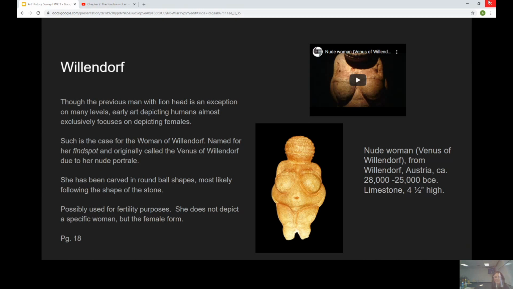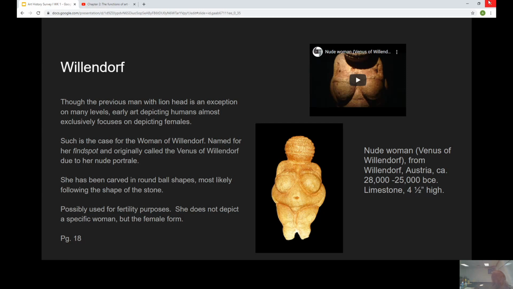How exciting. This is the Woman of Willendorf. She's named because she was found in Willendorf, Austria. So her location that she was found in. She used to be called Venus of Willendorf. A lot of art historians now just call her Nude Woman because they don't want to attribute her to a specific location, culture, or goddess, because we aren't for certain why exactly she was made. You'll notice the date is 28,000 to 25,000 BCE roughly. We have no idea why people did the things they did back then.